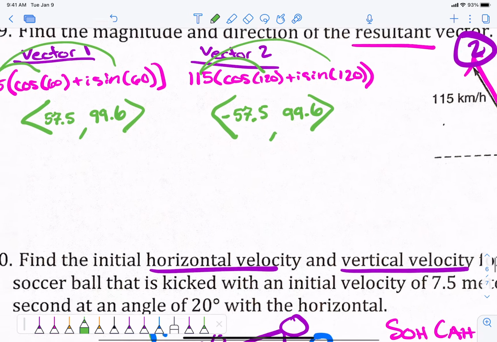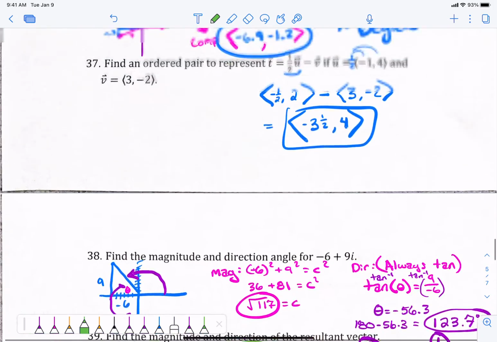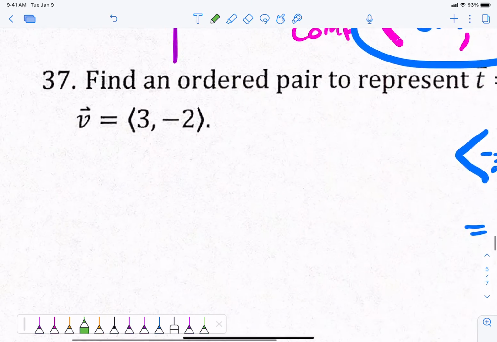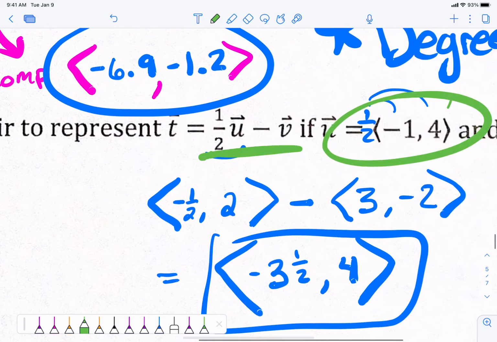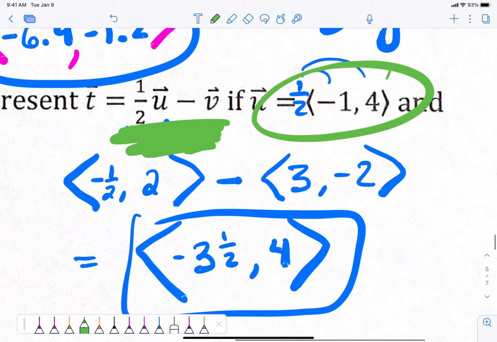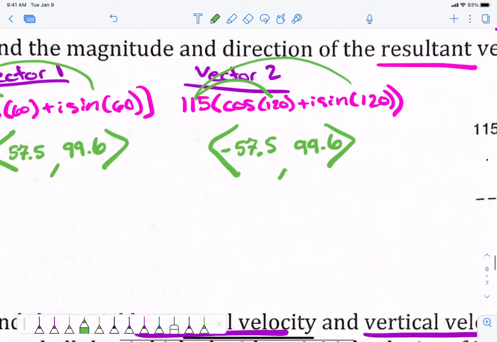So there's what's happening with those two things. Those are my two forces, and they're in component form. And when they're in component form, we can do what we did on 37, right? We have the component form of our two vectors, and we can add them together, or subtract them or do whatever we need to. So we have them in component form now, and we can add them together.